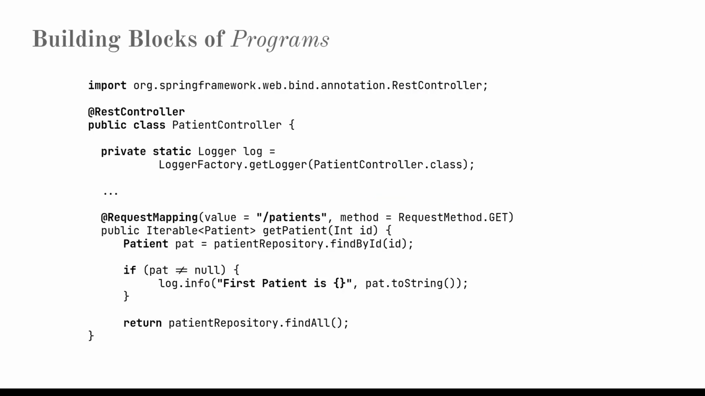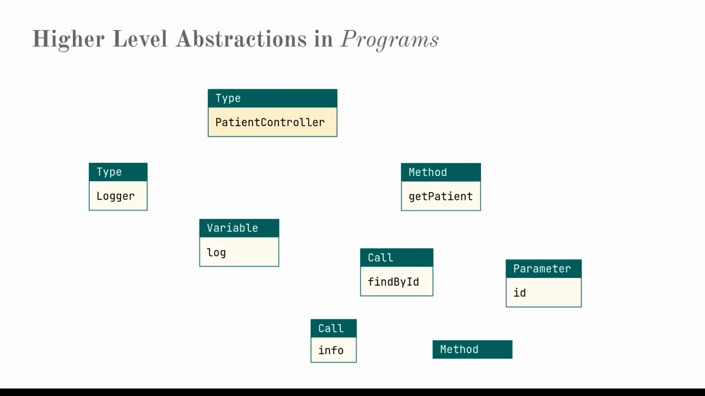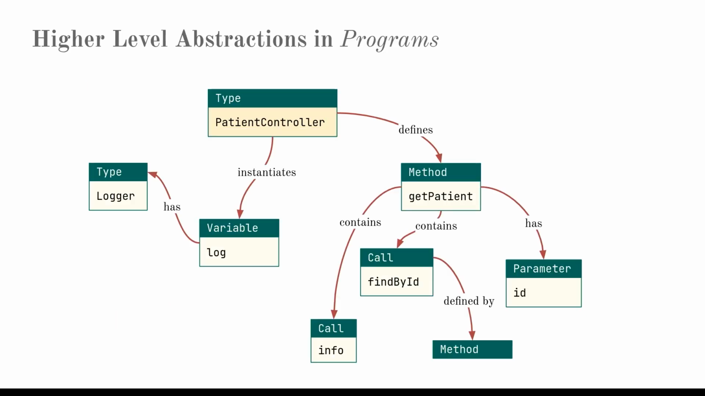But things are more complex. Real programs look like this. They don't look like one-line statements. You have classes, member variables, local variables, annotations, and all these new things that humans have introduced. They have made their life miserable with a lot of this stuff, and computers have to really understand it so they can create nice higher-level abstractions. A patient controller defines a get patient method and it contains a call. So all this information is already there.